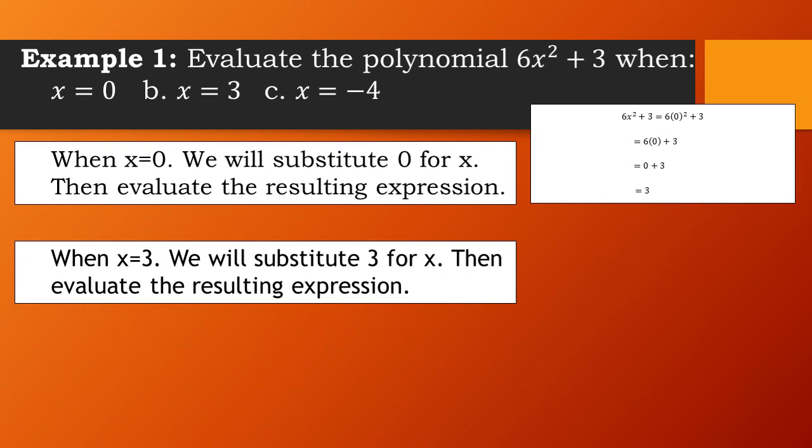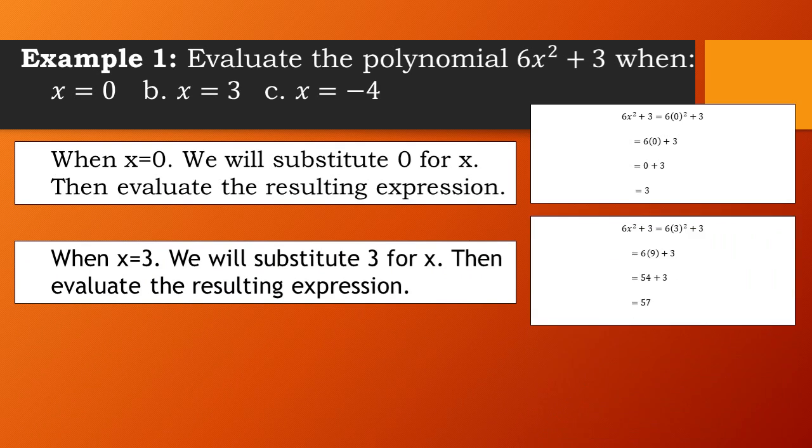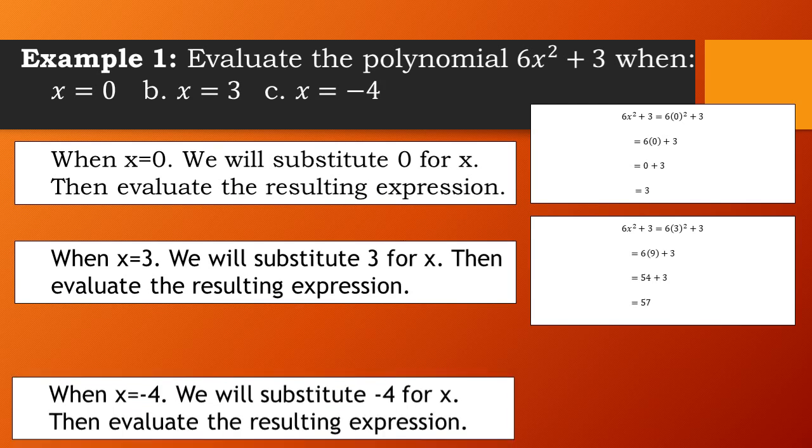When x is 3, we will substitute 3 for x, then evaluate the expression. We have 6x squared plus 3. Substitute the value of x, which is 3, so the expression is 6 times 3 squared plus 3. 3 squared is 9, multiplied by 6 is 54, added by 3 is 57.